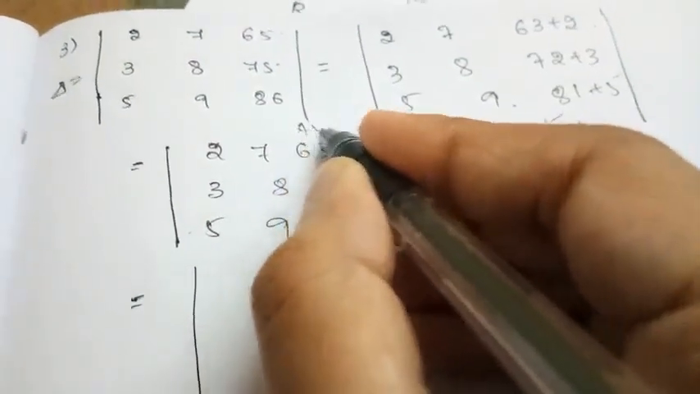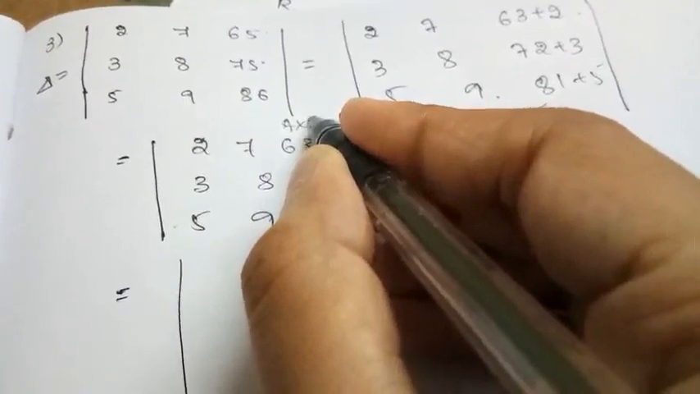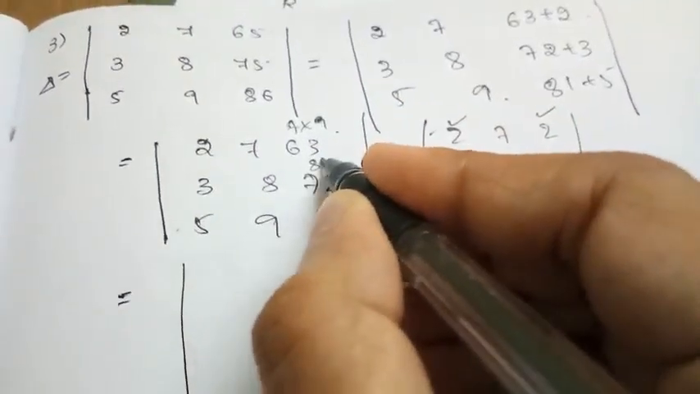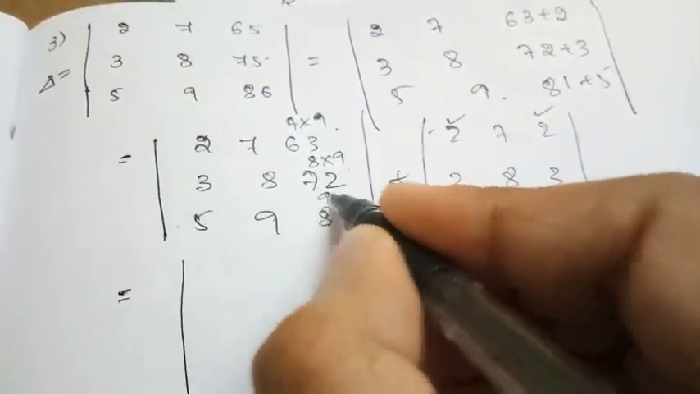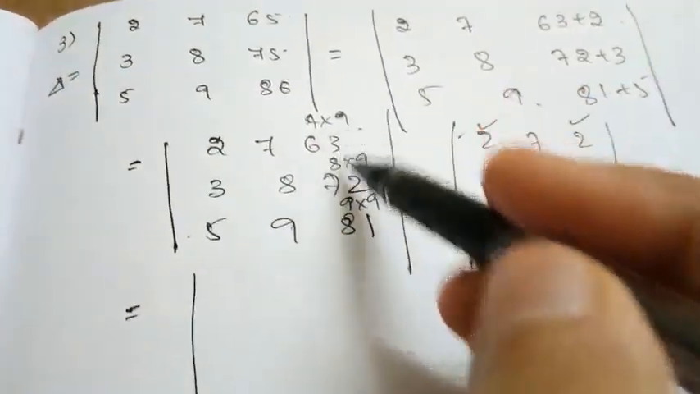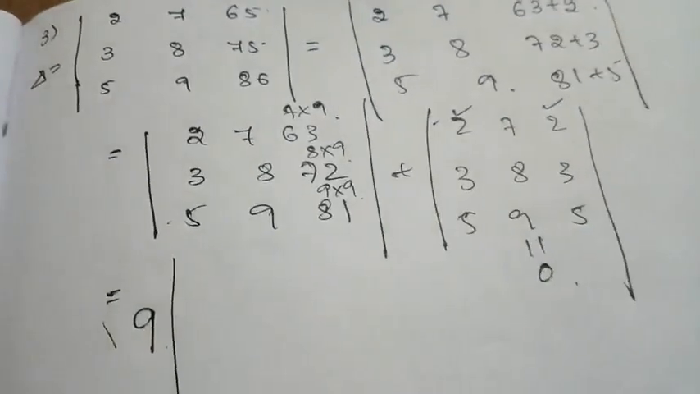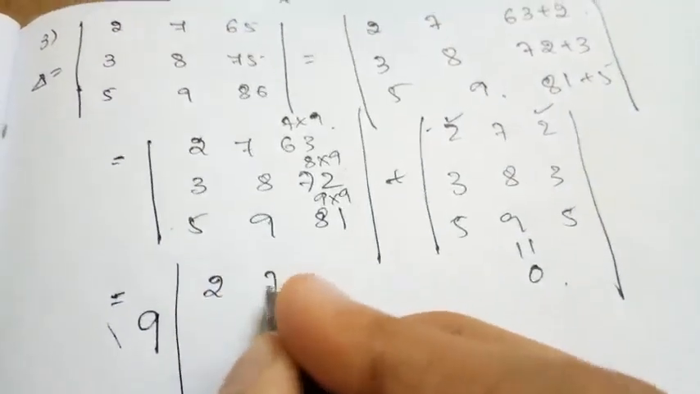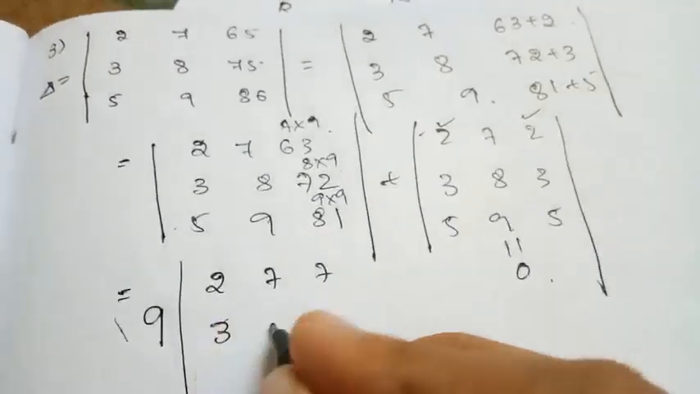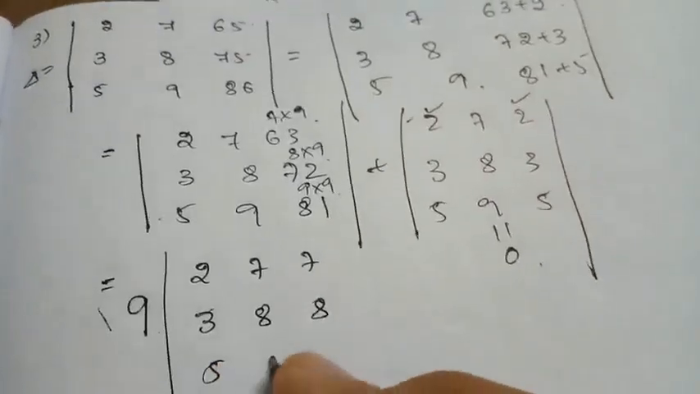You can see here, this one is 7 into 9, this one is 8 into 9, and this one is 9 into 9. So what is common here? In this column, 9 is common. When I can take a common factor from either one row or one column, so from column 3 we have 9 common, I am taking that outside. What I got: 2, 7, 7, 3, 8, 8, 5, 9, 9.